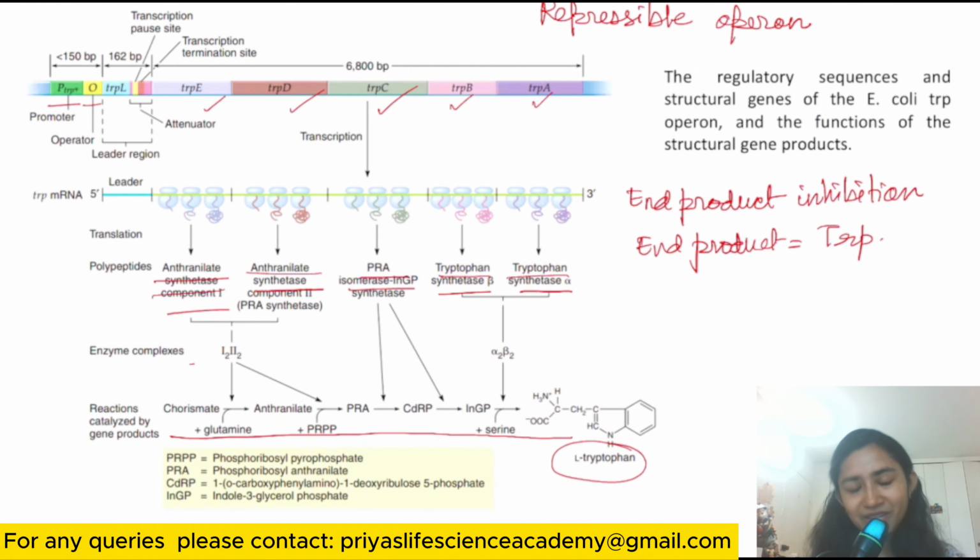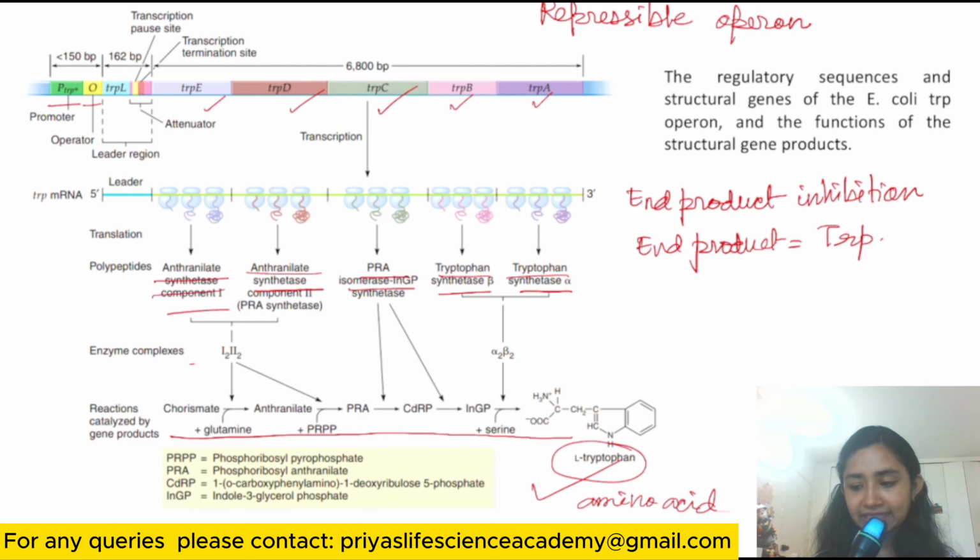So the name suggests the tryptophan operon. The end product of the tryptophan operon works for the production of the amino acid tryptophan. We know that tryptophan is a very important amino acid. It is needed in protein production. So the end product of this tryptophan operon is tryptophan.